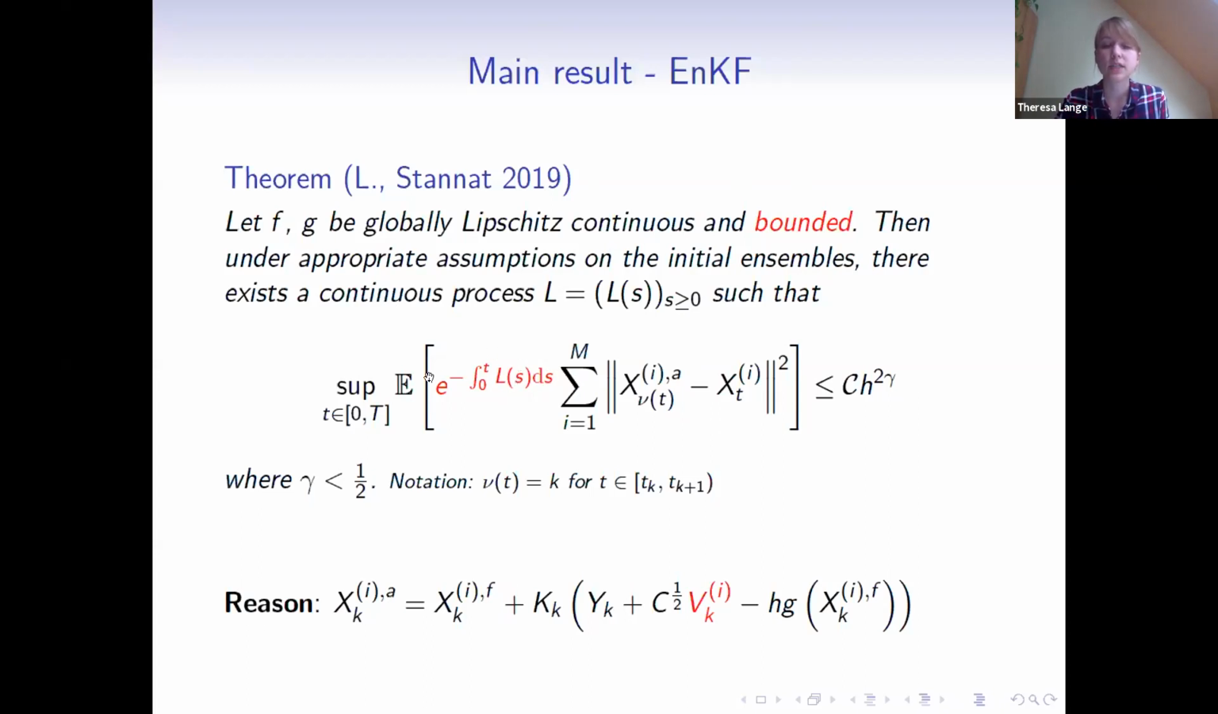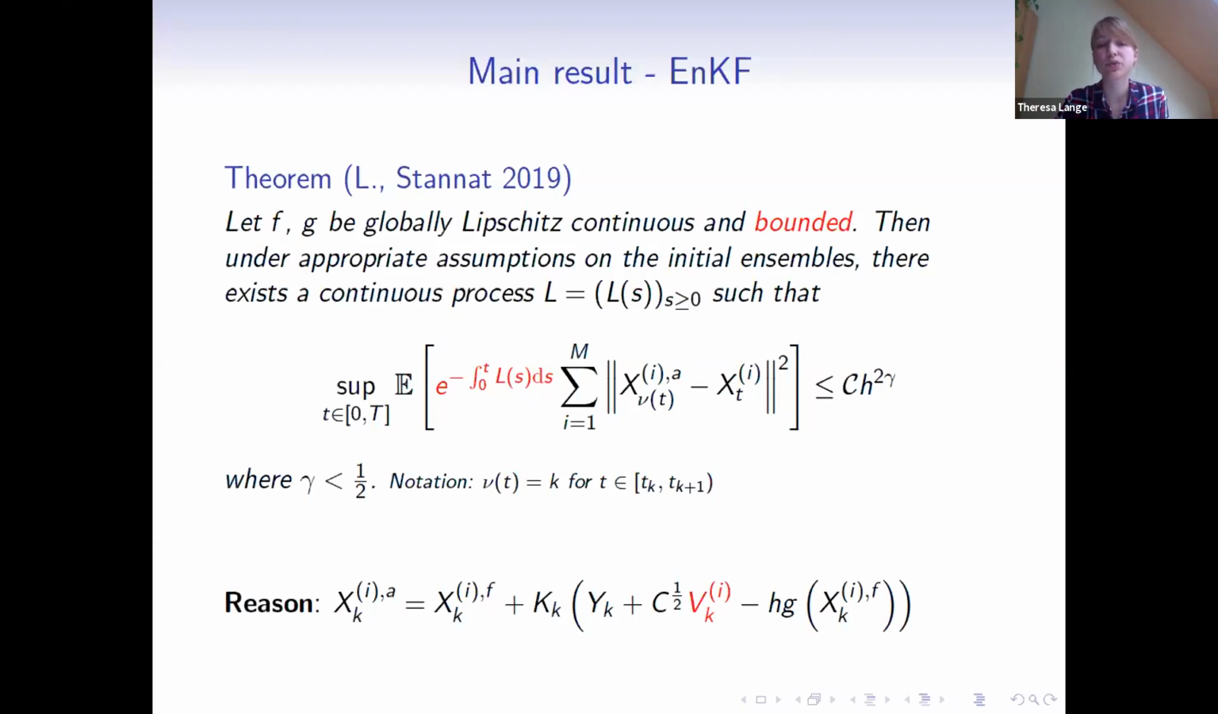And the reason for this problem actually lies in the fact that in the update step, the ensemble Kalman filter introduces noise, which then multiplicatively enters the ensemble members since it is multiplied by the Kalman gain. So, this is the first result. Okay, that's good.